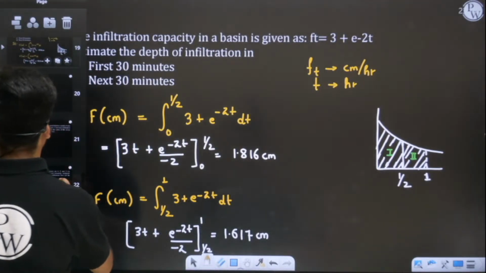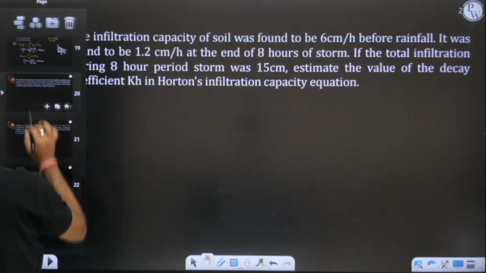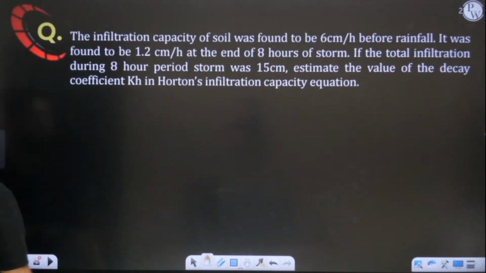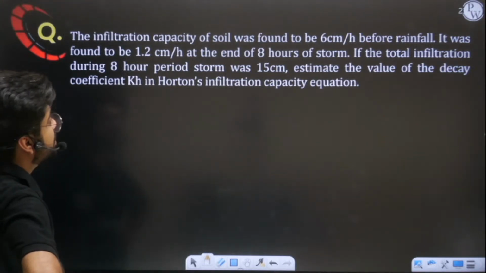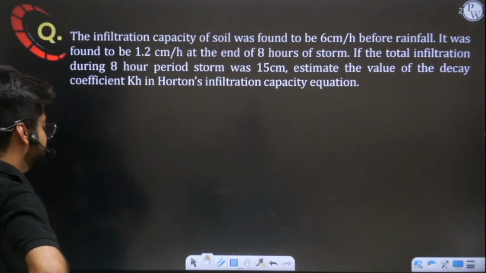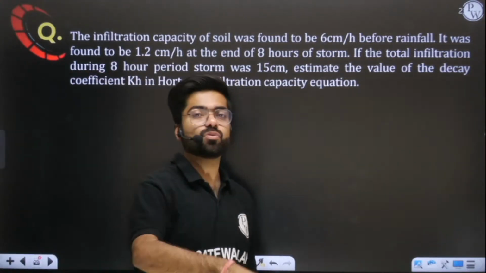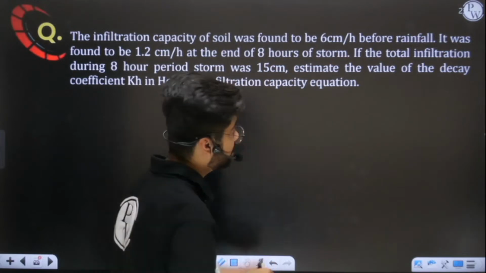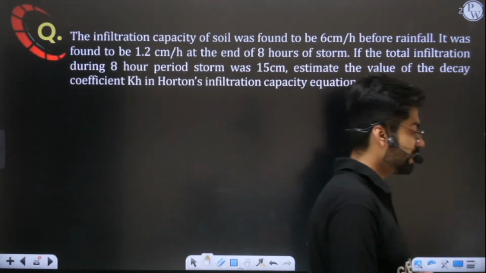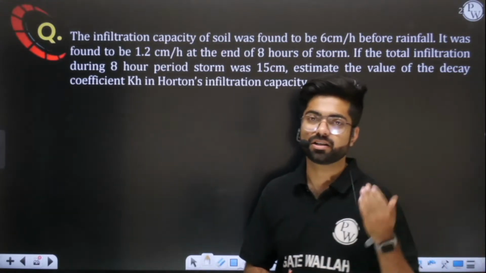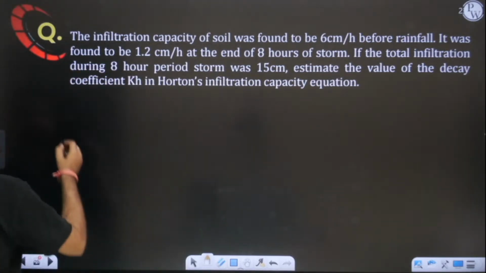Okay. Now we have one more question. We will see one more question here. Tell me, the infiltration capacity of a soil was found to be 6 centimeter per hour before rainfall. This is another beautiful question. This type of question was asked in the GATE examination this year only, in 2023. Exactly the same kind of question. So this is important, because if it has been asked in this examination, obviously it is important for upcoming years. Okay, so we will see.